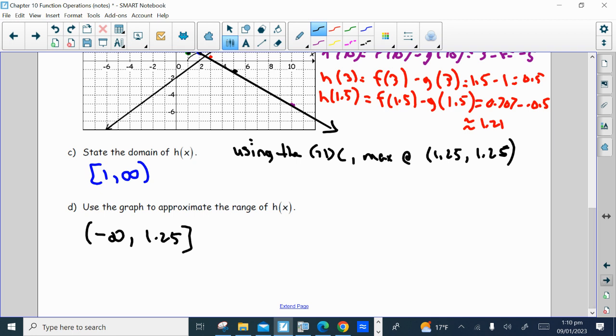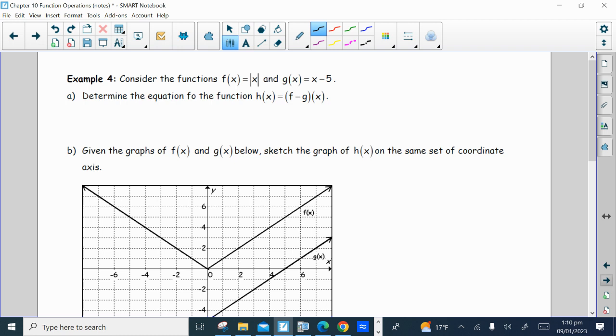So not only can we use the calculator as a check for some of these questions, but in some cases you need to use the graphing calculator in order to get your answer. So here's another one that involves subtraction. Consider f at x, which is the absolute value of x, and g at x equals x minus 5. What is the equation f minus g at x?